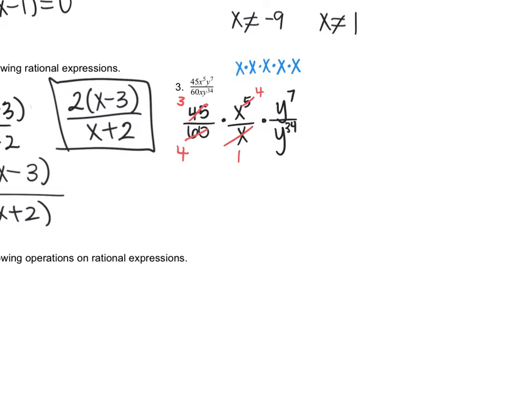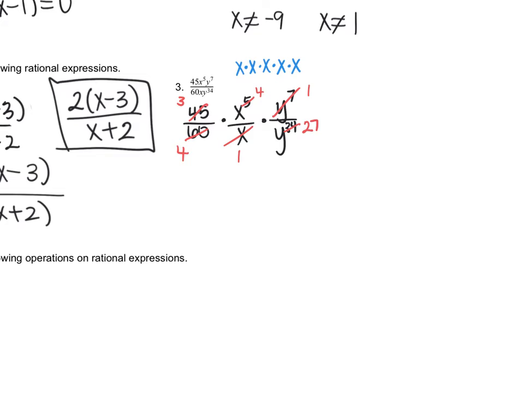And then we have y to the 7th over y to the 34th. Now I'm not going to write out all of those y's, but we can do the same thing we did with the x's. There are 7 total y's that I can get rid of in the numerator, leaving us with 1, and then it'll cancel and leave us with 27 y's in the denominator.